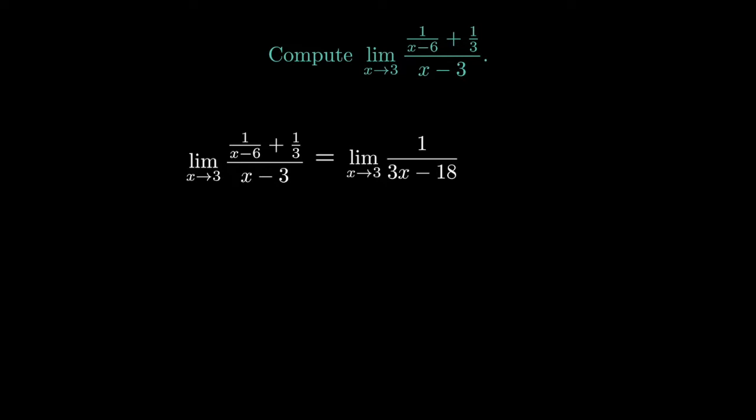The limit as x approaches 3 of 1 over x minus 6 plus 1/3 over x minus 3 is minus 1/9.